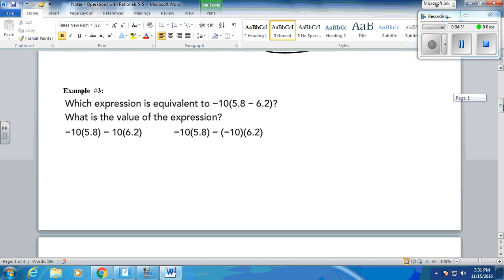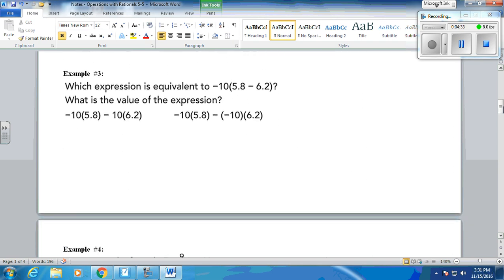Number 3, which is on the same page, asks: which expression is equivalent to -10 times 5/8 minus 6 2/10? This one again, go ahead and give this one a try.